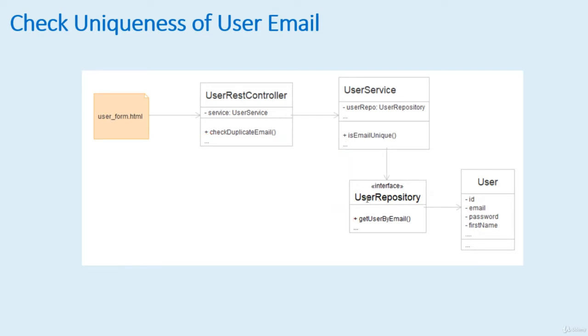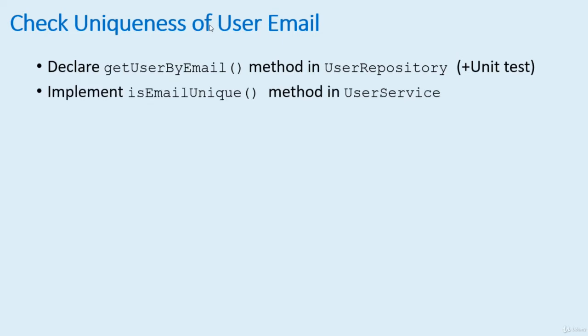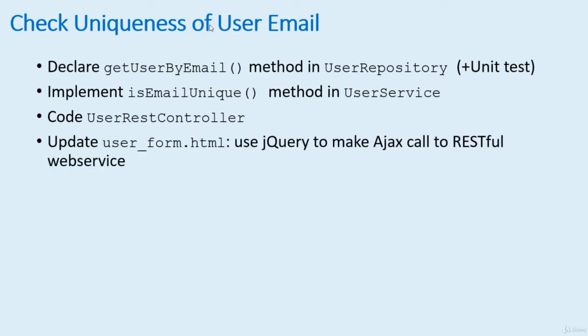And the main logic for checking the uniqueness of user email is implemented in the emailUnique method of the UserService class. So we need to declare the getUserByEmail method in the UserRepository interface, plus writing a unit test for that method, and implement the emailUnique method in the UserService class, and code the UserRestController class to expose the web service method, and update the user_form.html page using jQuery to make an Ajax call to the RESTful web service, and show a modal dialog using Bootstrap to display the warning message.